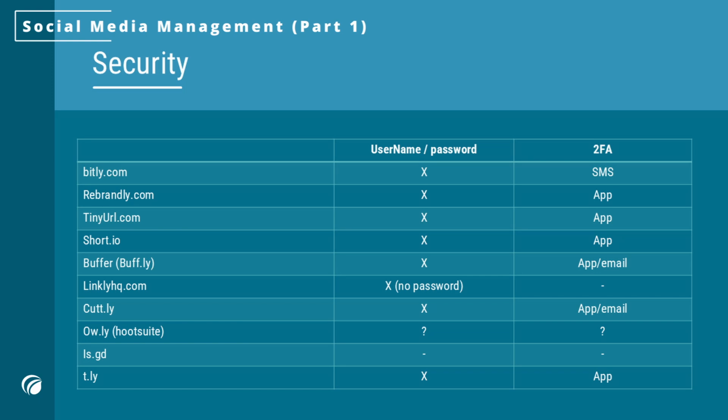Owly. Authentication is with a username and password, and I couldn't validate any two-factor authentication. Is.gd. There is no authentication. Tiny. Authentication is with a username and password, and there's a two-factor authentication with an app.